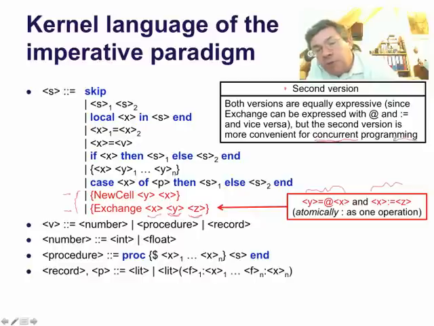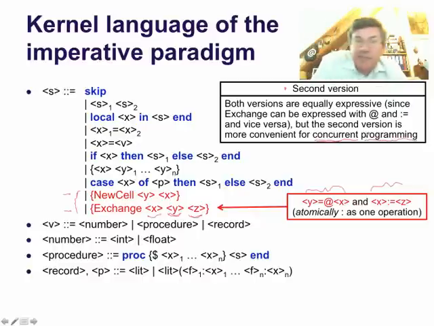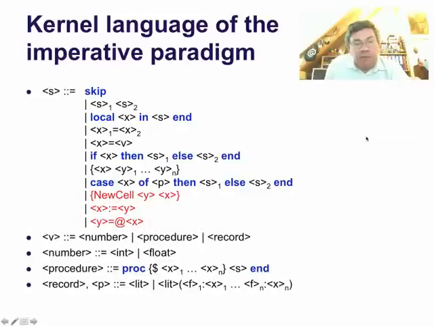So we won't be doing that so much with cells in this course, but if you go on to do more sophisticated forms of concurrent programming using, for example, transactions or monitors, then the exchange version is much easier. But in fact, for this course, we can keep the original version here of the kernel language for the imperative paradigm, where we have three new operations for cells.